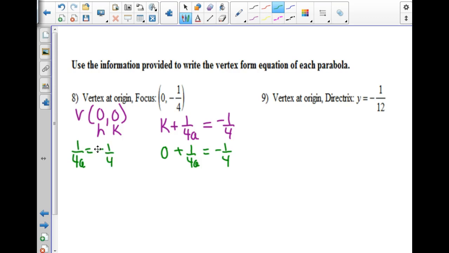So here's how we're going to do it. Cross products are equal. So if I want to solve for a, 4a times negative 1, negative 4 times a equals 4. No matter what I do, divide by negative 4, you get negative 1. Now that we know the origin is the vertex and the a value is negative 1, the parabola's equation would be y equals negative x squared.